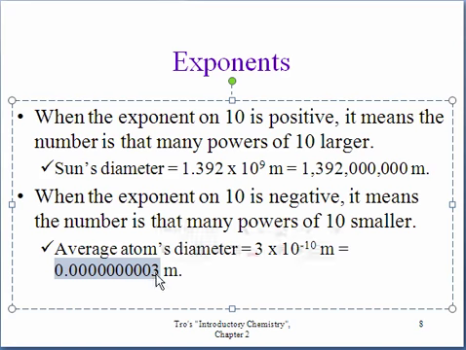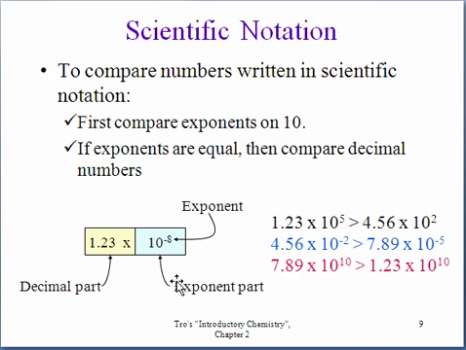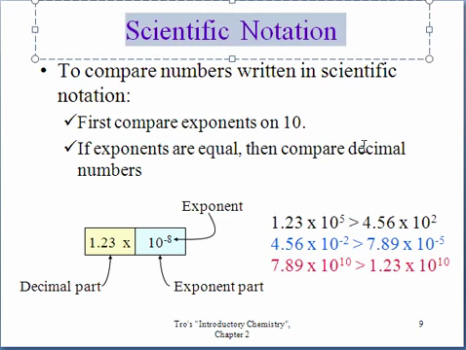They express the exact same numerical value. It's just that scientific notation takes up less room and is easier to handle mathematically. The same up here. This number and this number are the exact same number. They are just expressed differently. Now, let's take a look at how we can use scientific notation to easily compare the values of numbers.